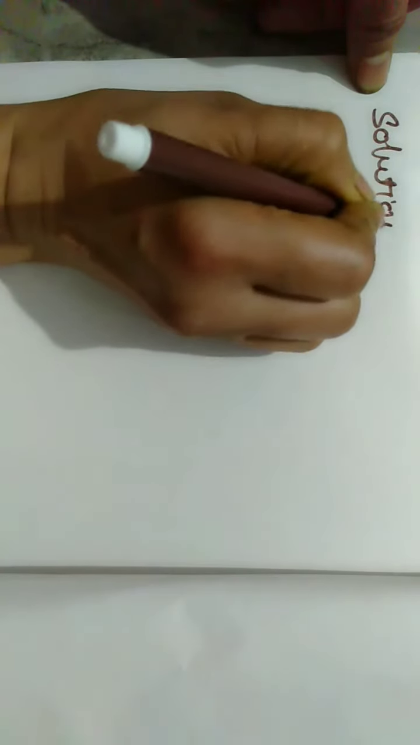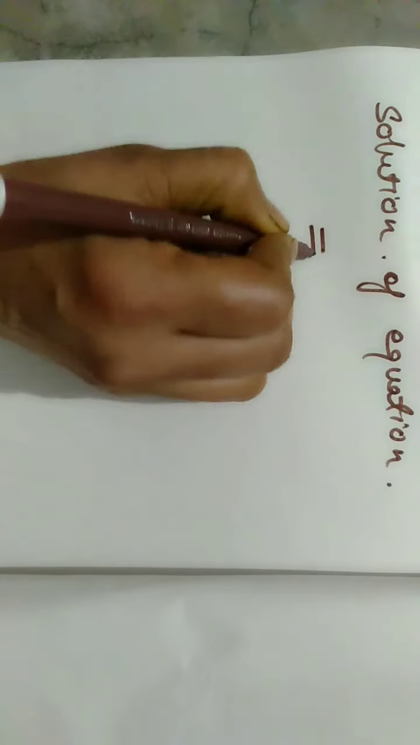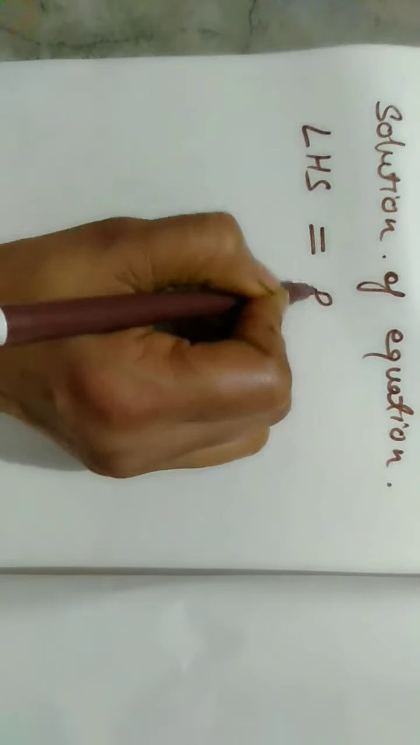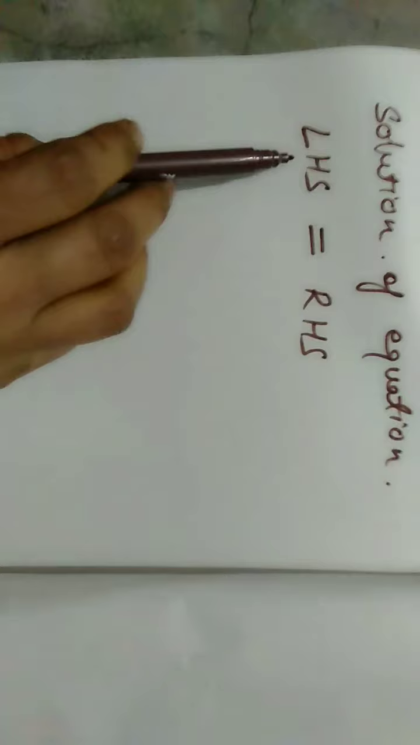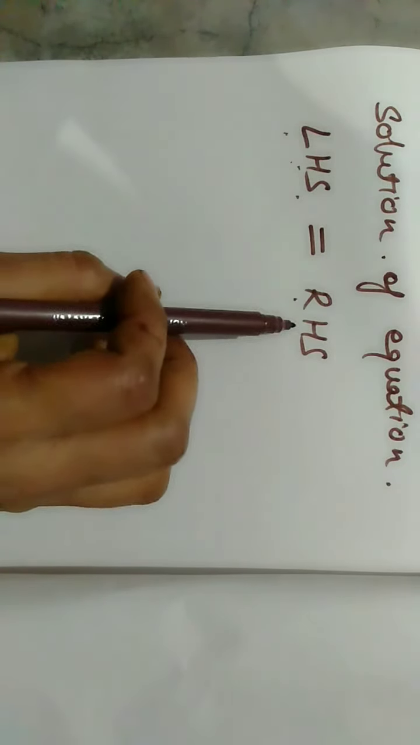Solution of an equation we can find by certain methods. Some of the rules are there, that this equality sign holds between the LHS and RHS, the left hand side and right hand side, both are equal.